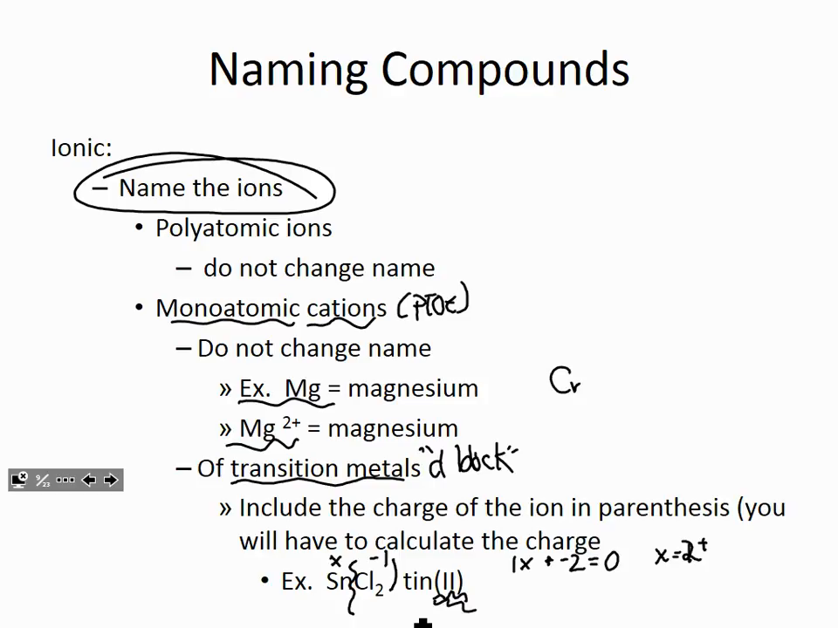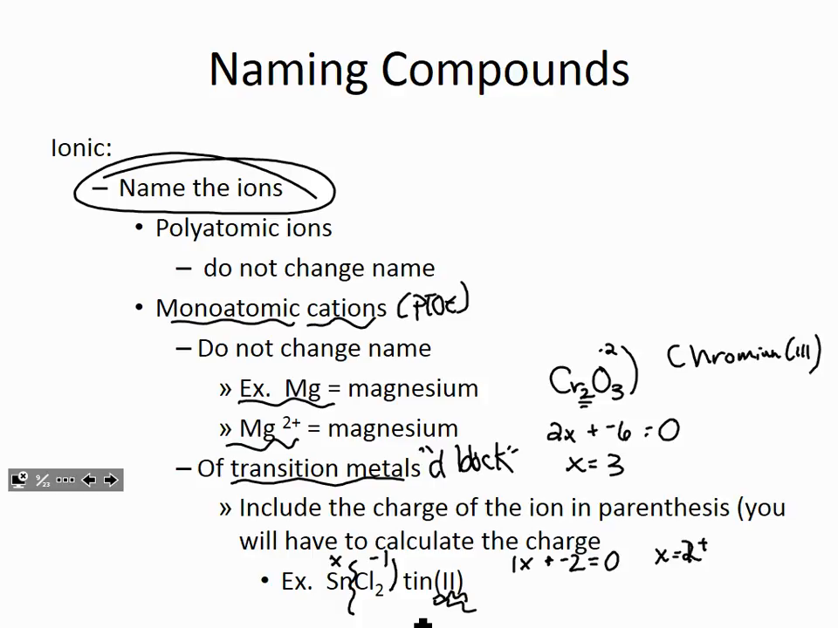So if we have chromium here and we want to know the charge of it, here we have a subscript of 2. So we're going to say 2x plus the oxygen's charge is -2. -2 times 3 is -6. 2x plus -6 must equal 0. Therefore, x must equal +3. So we would call this the chromium 3 ion.